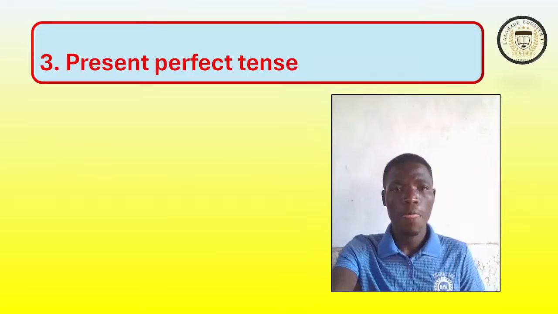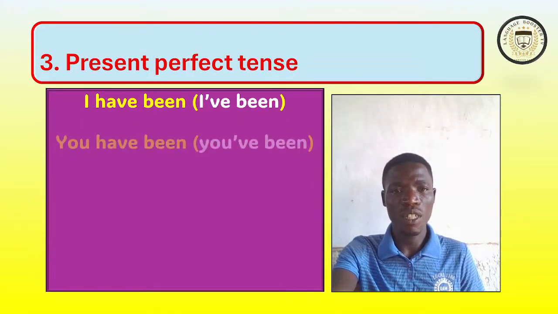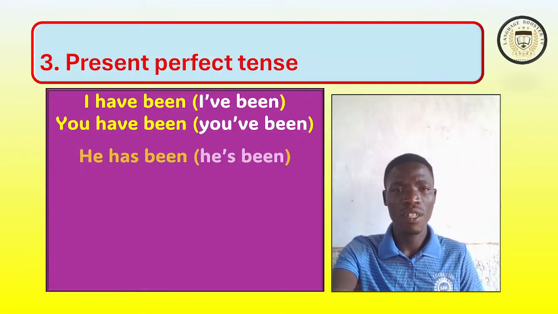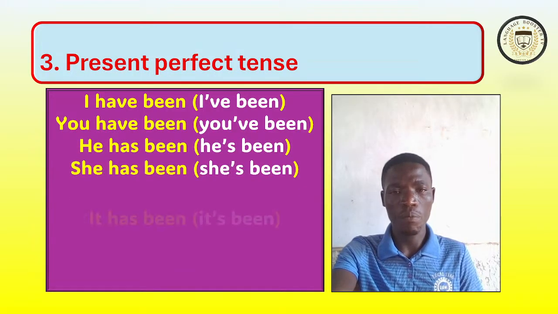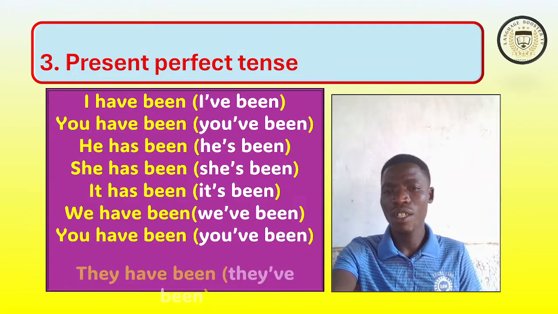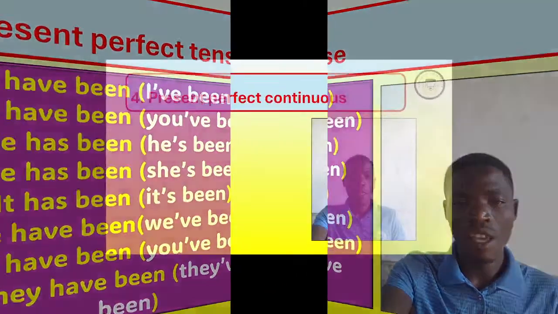All right. In present perfect, verb to be is I've been or I have been, you've been, he's been, she's been, it's been, we've been, you've been, and they've been.